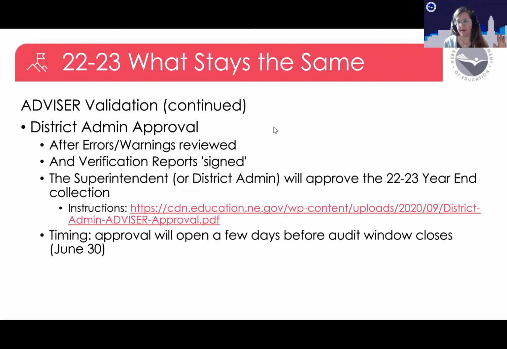All right, last step. At the very end of June, your district administrator, your superintendent typically, is going to approve the year-end collection. So you reviewed your errors, you've reviewed your reports, signed off on them, then your district administrator is going to log into advisor validation and approve the 22-23 year-end collection. I've linked some instructions here if they're a first-time superintendent and might need some assistance, even if they're a returning superintendent. They only do this a couple times a year, so they may need a little guidance.